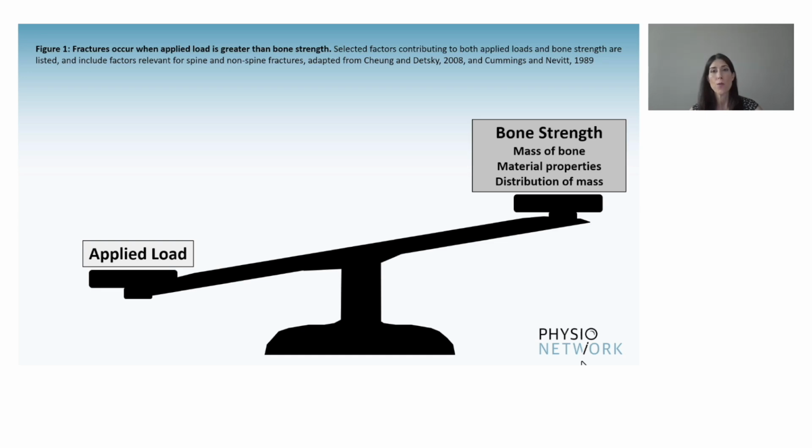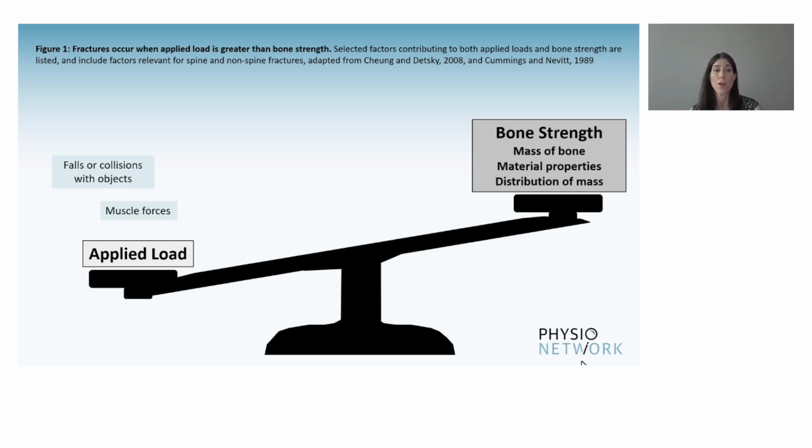But if we can avoid the large applied loads to bone that exceed their capacity for resisting those loads, then we can avoid fractures. So part of fracture prevention is actually trying to do things to reduce the chances that we have applied loads that are going to cause a fracture. And applied loads can come in many ways.